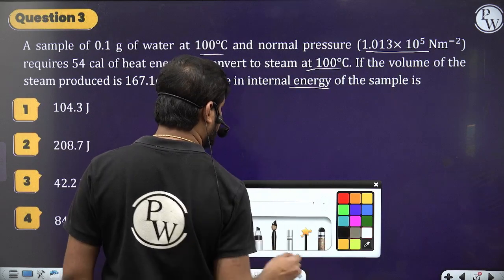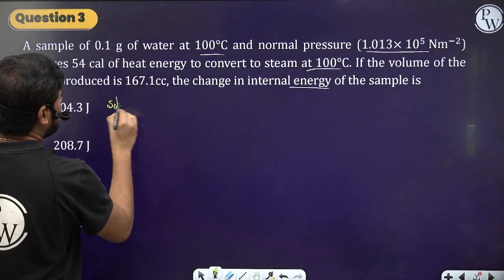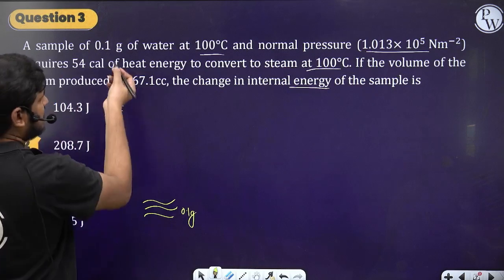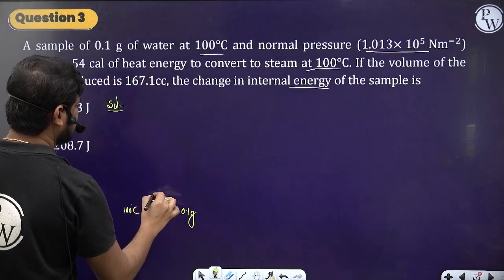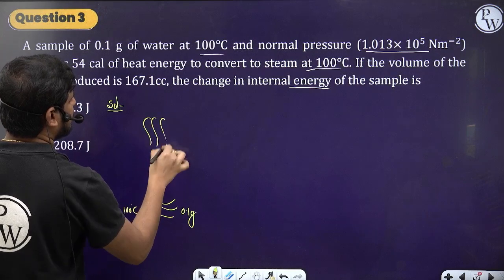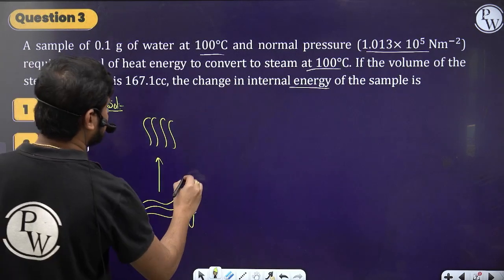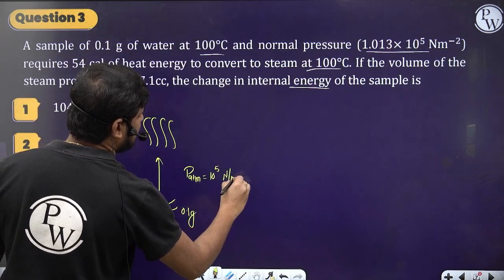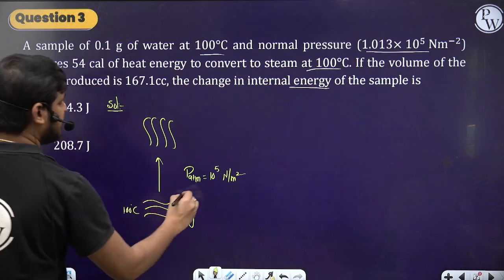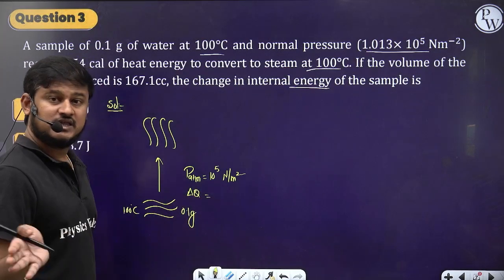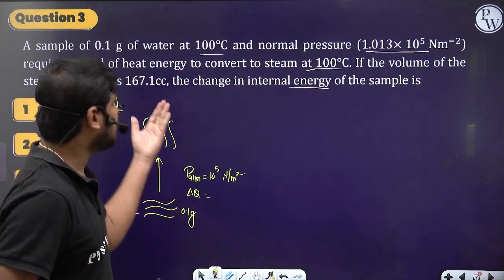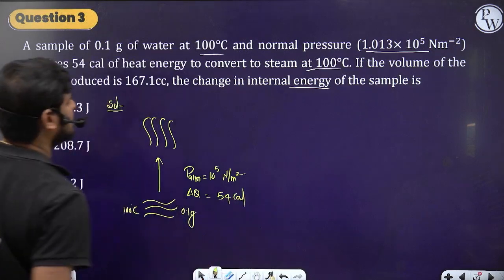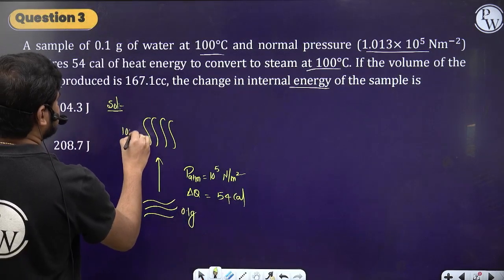So same procedure. There is 0.1 gram of water, which is at 100 degrees centigrade. Now it is converted to steam at the same pressure, the P atm, which is approximately 10 to the power 5 Newton per meter square or 10 to the power 5 pascal. So how much heat does it require? Heat also they gave. Previously they gave the hint, here they directly gave the heat value, 54 calories, to convert to steam at 100 degrees centigrade.